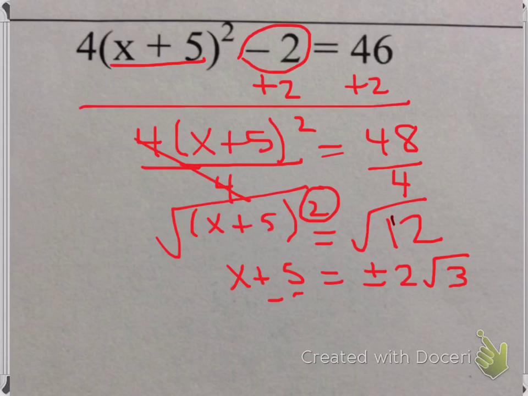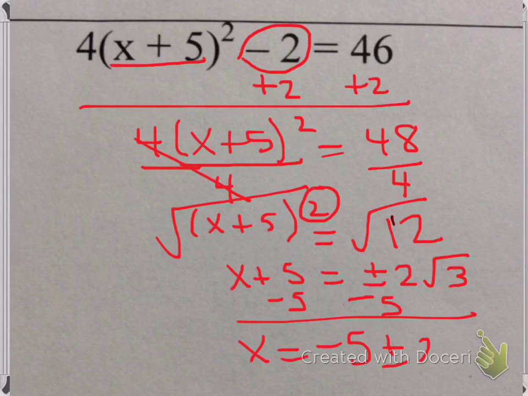So now one last step to isolate that x is just to subtract that 5 over to the other side. When I do that, I get x equals negative 5 plus or minus 2 square roots of 3. Another complex number solution.